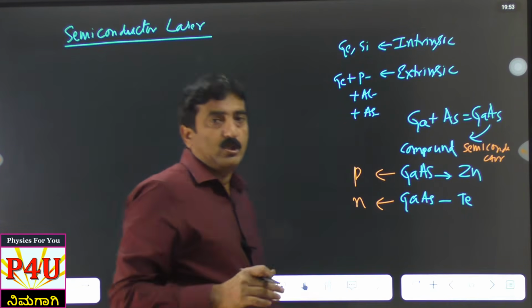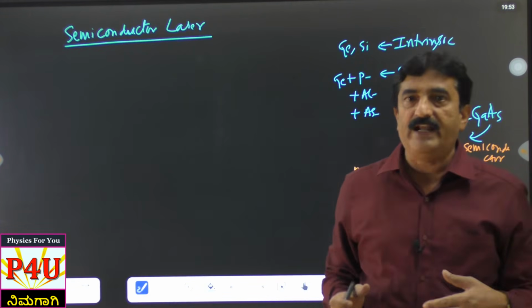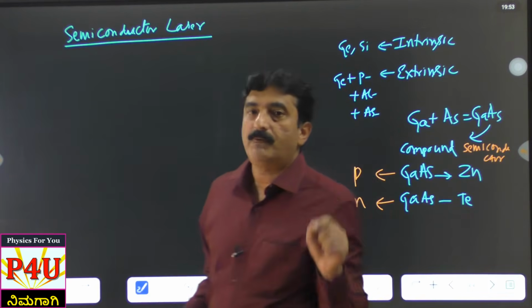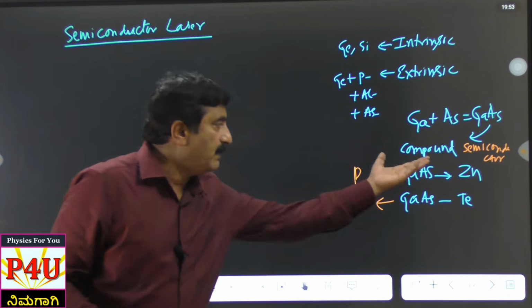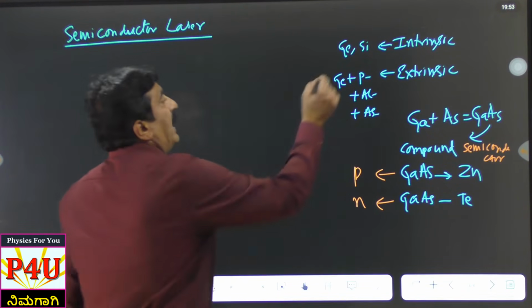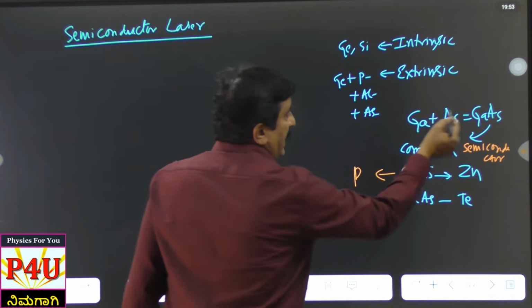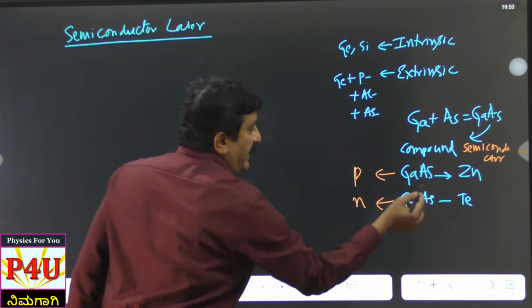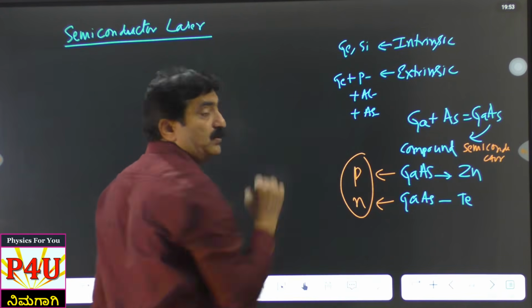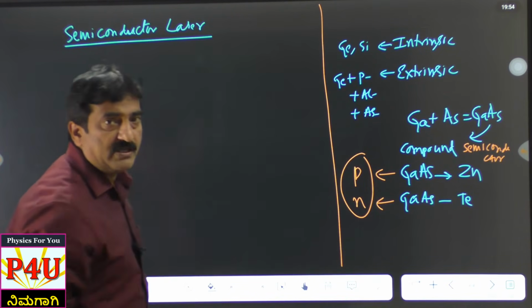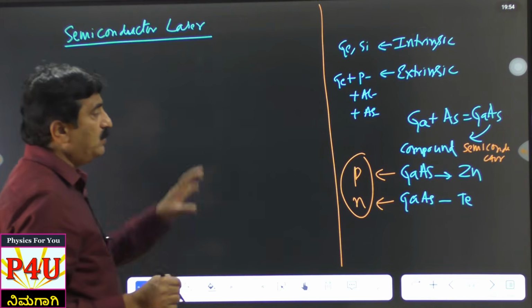Even LED also, LED you might have seen, you are using LED. In your phone also there is one LED. LED is also made up of gallium arsenide or made up of compound semiconductors. Gallium arsenide and phosphorus, gallium arsenide and zinc, gallium arsenide and tellurium finally gives you extrinsic semiconductor. So this is a brief introduction to compound semiconductor. Well, now coming back to diagram.